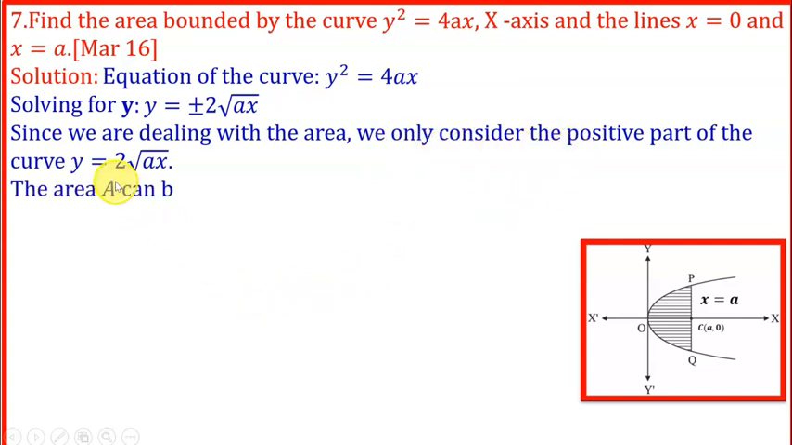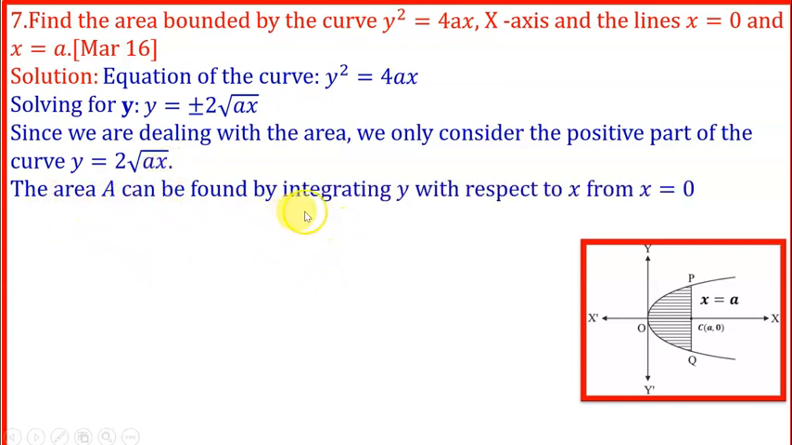Therefore, y is equal to 2 root of ax. The area A can be found by integrating y with respect to x, where x varies from x equals 0 to x equals a. Therefore, A is equal to the integral from 0 to a of 2 root of ax dx.